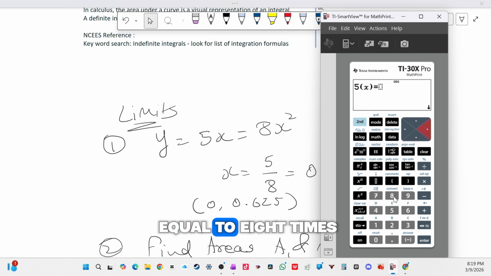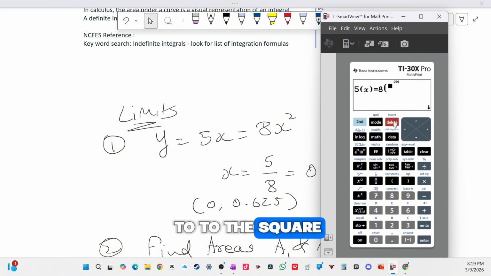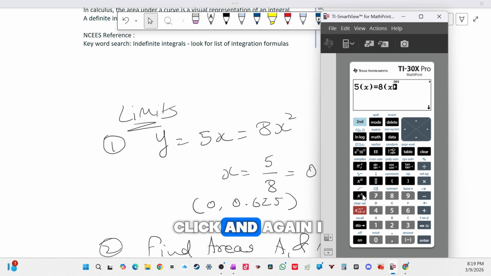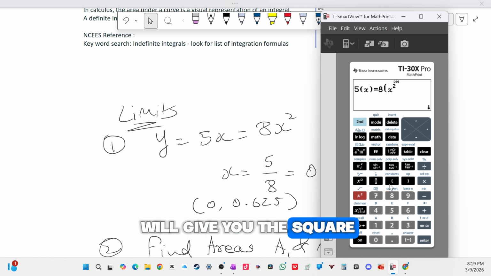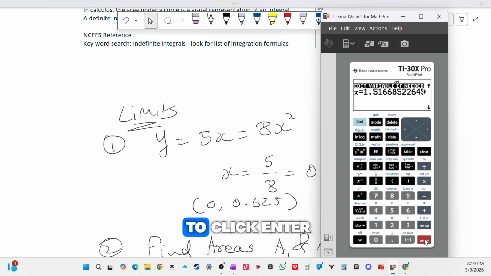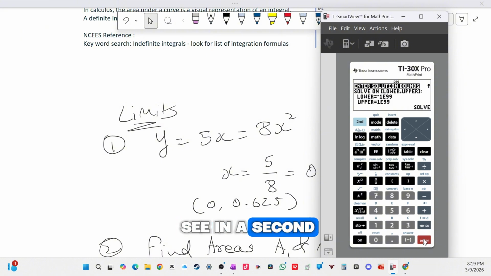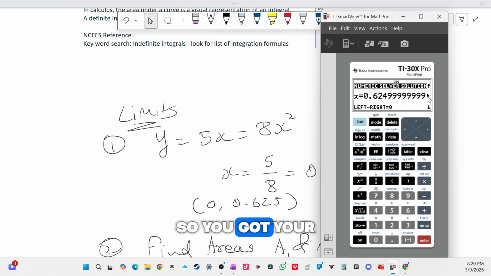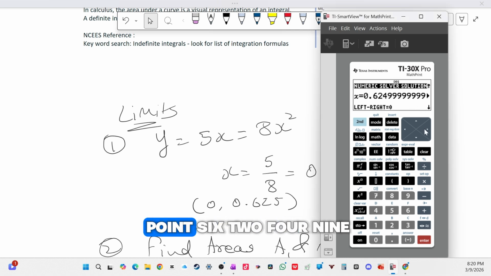So 5x equals 8 times x square. Now x square is more comfortable. You can either click here or you can click x to the power 2. You can do it multiple ways. The easiest way is this one. That's why they gave the easy option. Oh, that didn't work. No problem. That is directly going to the square root. So let's first put the x value. Now this I can click and again I can click that. That will give the square. Once I do that, I have to click enter. Now don't worry about this, it is from the previous data. Somebody is popping up. We'll see in a second. Be careful. Click solve. There you go. So you got your limit, that is 0.6249.